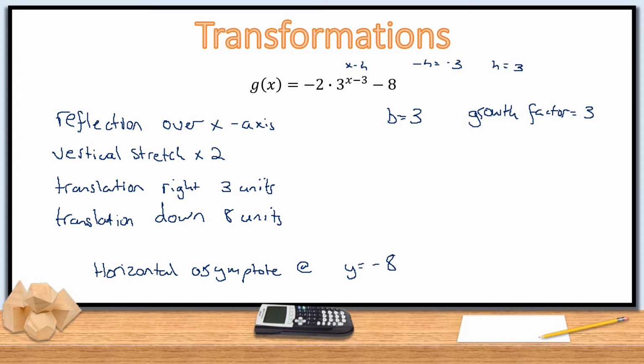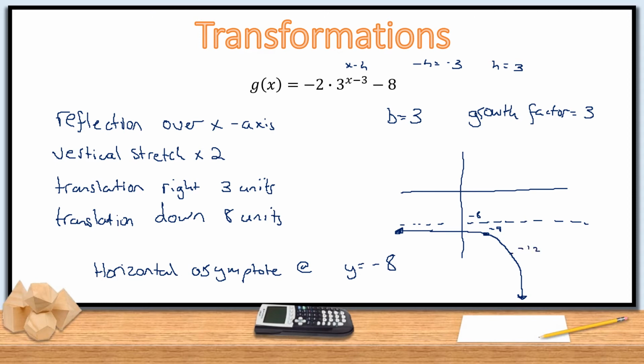So if I were graphing this, we'll say this is my x-axis, horizontal asymptote at -8. And then it's moved 3 units to the right. All right, so it would look something like this. So it's still growing away from the asymptote because it's a growth factor by a factor of 3. So every step we take, this would be -9, and then the next step would be at, oh gosh, -12, and then it would keep tripling away from there.